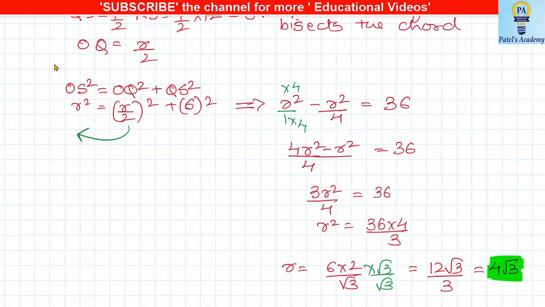Now I'm not multiplying. Why? Because what I can see is 36 and 4. 36 and 4 are perfect squares. Okay, so see the next step. So R equals 36 and 4. The square root is 6 and 2.